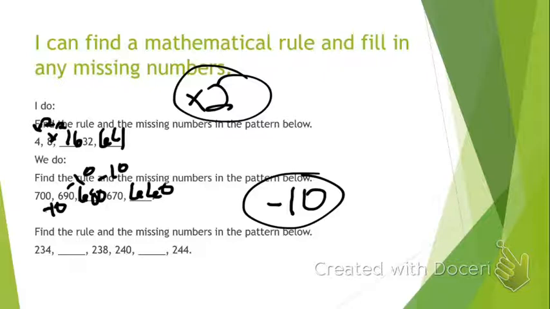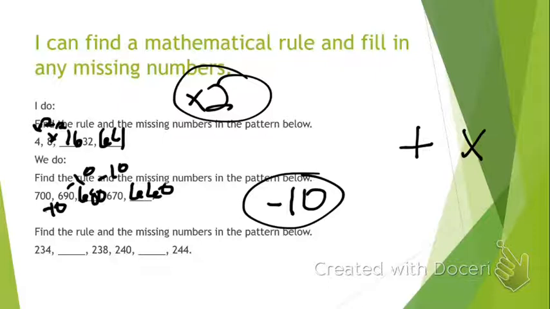So let's look at it. 234, 238, 240. So go ahead, pause the video, and ask yourself, is it increasing or decreasing? Hopefully you said, well, it's definitely getting bigger. 244 is a lot bigger than 234. So it's definitely increasing. So it either means I'm adding or I'm multiplying.